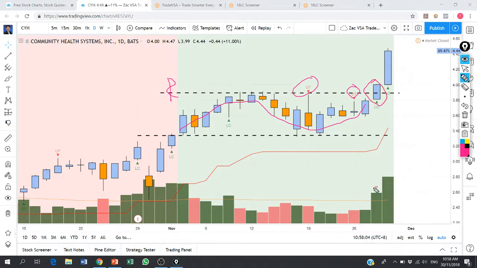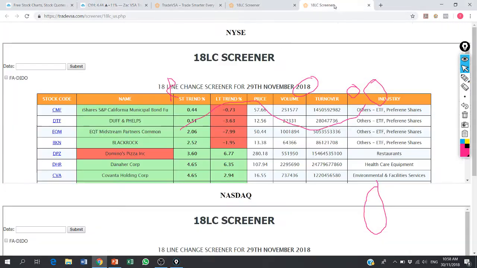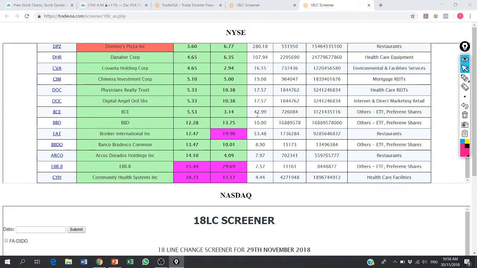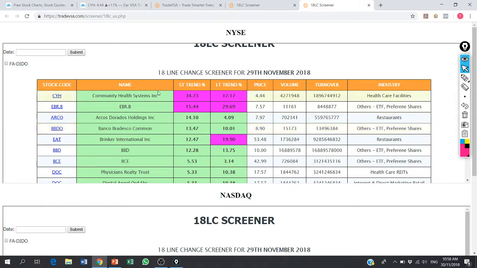This breakout is nice. This, in fact, is on 28. If you screen through our screeners here, you can find it. On 29, we have it in purple, which means a very good momentum stock at the moment.